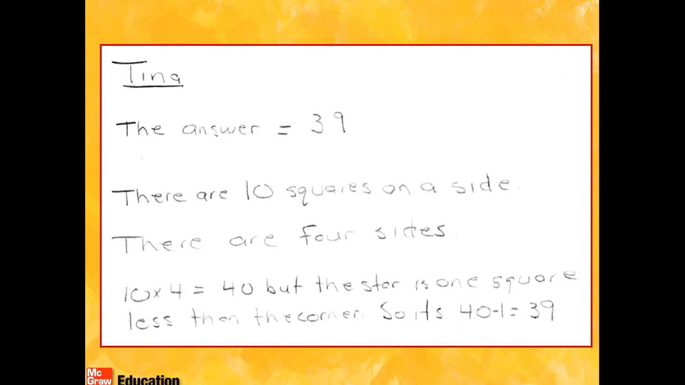Well, here another student, Tina, had a similar thought, but came up with a different result. Her answer, she said, was 39. And her logic was that there were 10 squares on a side, there were 4 sides, and 10 times 4 is 40, but the star is 1 square less than the corner, so it was 40 minus 1 equals 39. Which student work is accurate?